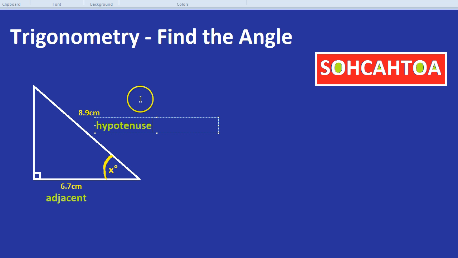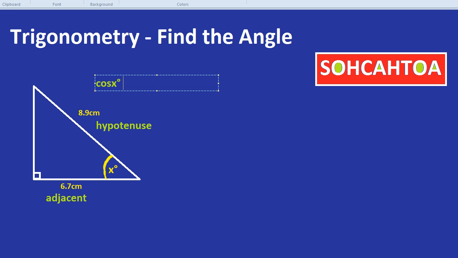Which relationship in SOHCAHTOA, and as a reminder that stands for sine equals opposite divided by hypotenuse, cosine equals adjacent divided by hypotenuse, and tangent equals the opposite divided by the adjacent, which of those involves the adjacent and the hypotenuse? That would be cosine, or cos for short. So what we write is cos, then the angle. Many students forget to write the angle.